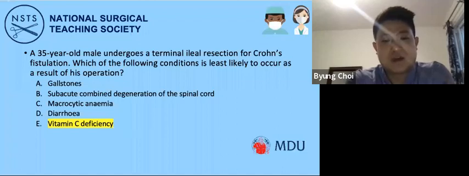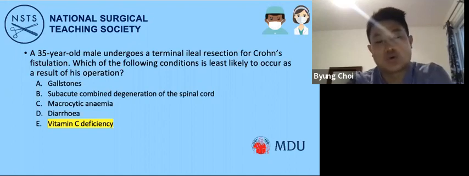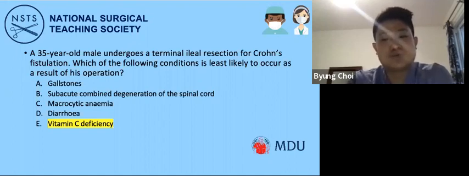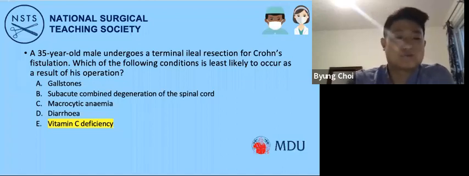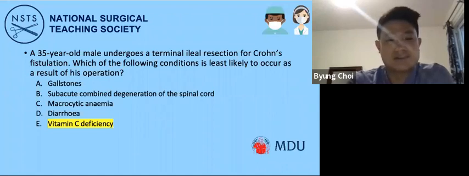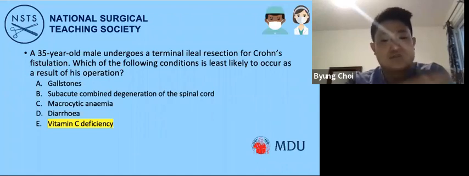Now, in terms of A, a few people went for gallstones. The reason why it isn't the answer is that there is an increased risk of gallstones in patients with Crohn's disease, especially if they've had terminal ileal disease or resection of the terminal ileum itself. The terminal ileum is a site for bile salt resorption from the gut. You get bile salts released from the gallbladder, and then they enter the enterohepatic circulation to recirculate those bile salts.